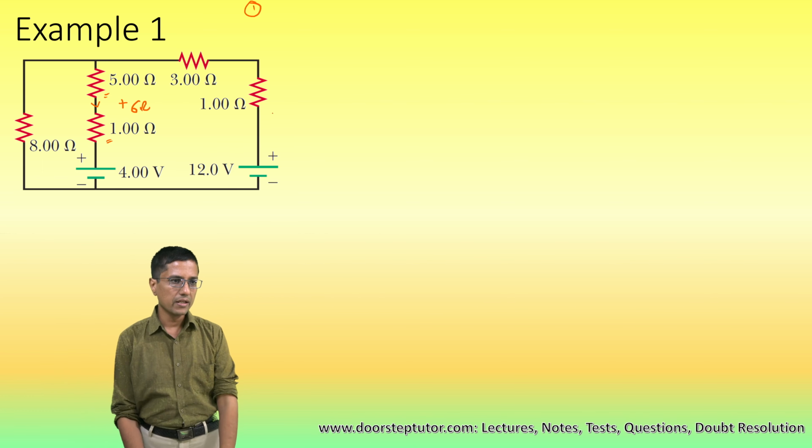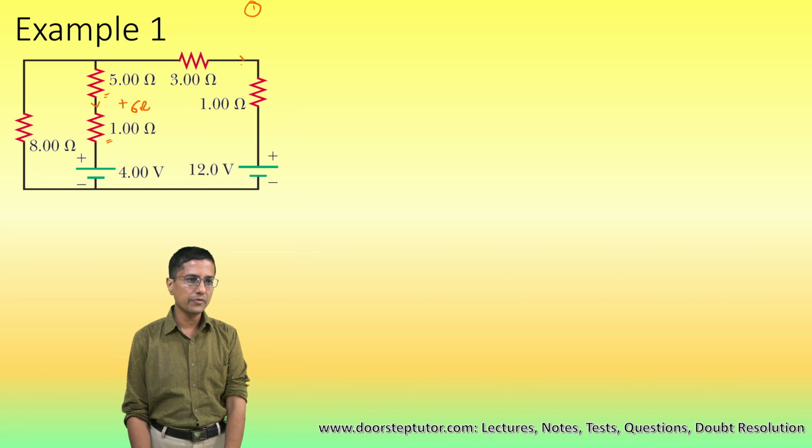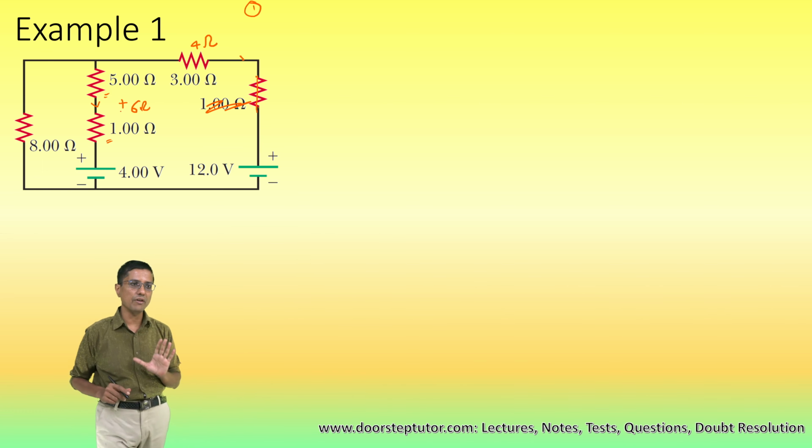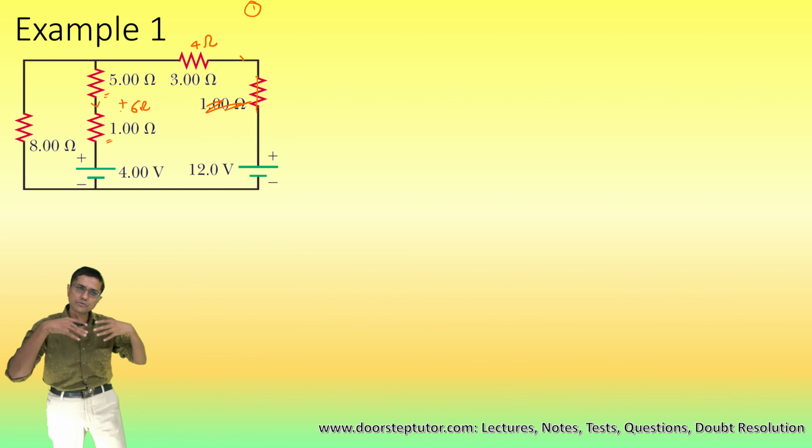Similarly, in this 3 ohm and 1 ohm, the same current is flowing. So these two can also be combined to form a 4 ohm resistance. So we'll just cancel this out. We don't think there is a resistance here; we have combined it with this one. And similarly, this 5 ohm and 6 ohm resistance can be combined, and we now have a 6 ohm resistance. That is what we will assume to solve the rest of the problem.